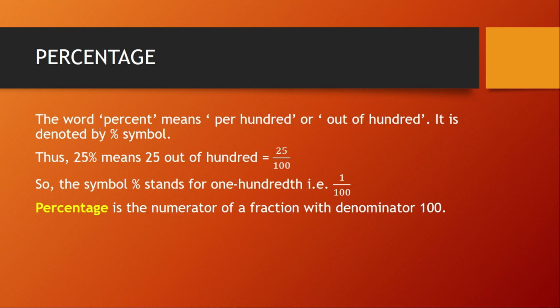The word percent means per hundred or out of 100. It is denoted by the percent symbol. Thus if 25% is written, that means 25 out of 100, or we can say 25 by 100. So the symbol percent stands for 100, that is 1 by 100. Percentage is the numerator of a fraction with denominator 100.